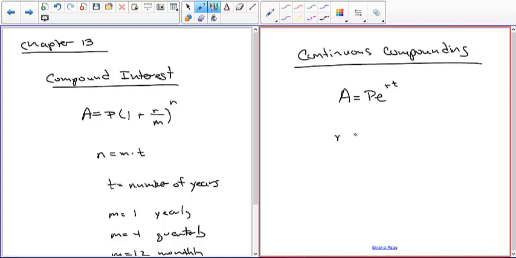So in this case, R is interest rate, and it's got to be a decimal, not a percent, so 6% would be 0.06, and that's what we would use. We'd use the 0.06. T is time in years. P is how much money you put in there.